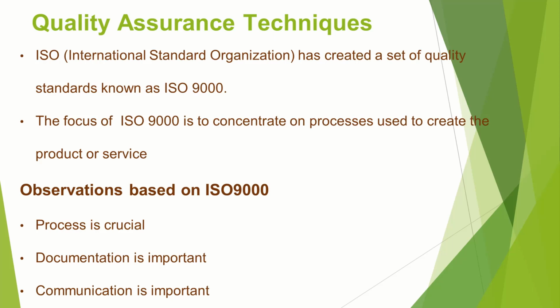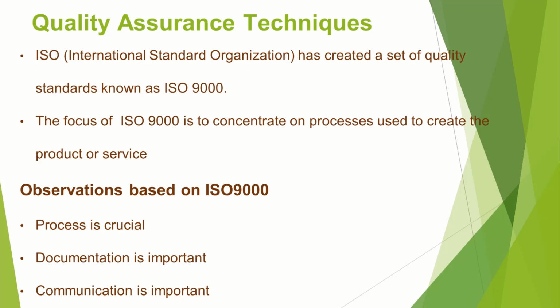The processes used to satisfy ISO 9000 affect the entire organization as well as the individual steps taken during design and manufacturing. There are some observations based on ISO 9000. The first observation is that the process is crucial. Knowing what steps are to be followed to create a high quality product is essential to ensure that all the necessary steps are in fact followed.